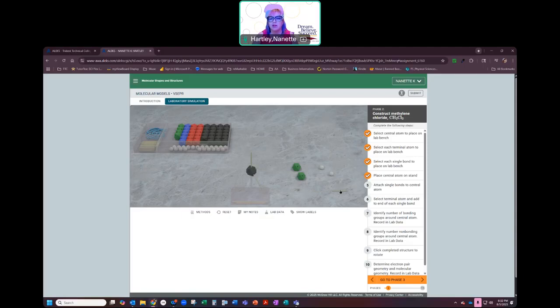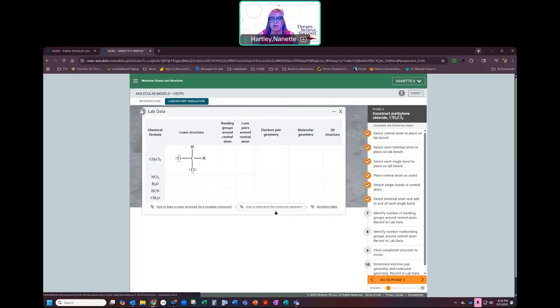Randomly connect them up there because it puts them where it wants them. And then I want to put a terminal on there. Doesn't matter where I put them. And then identify number of bonding groups around central atom and record in the lab data. And I do this, and I want to go and do the electron geometry. And I can't. And it says click completed structure to rotate.